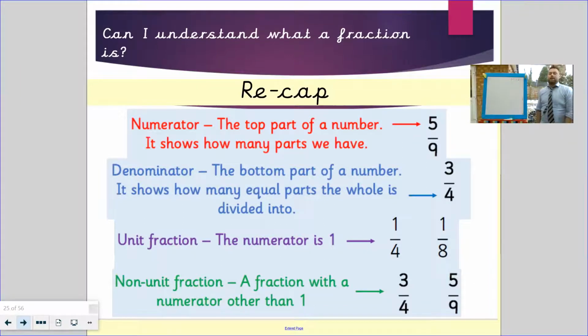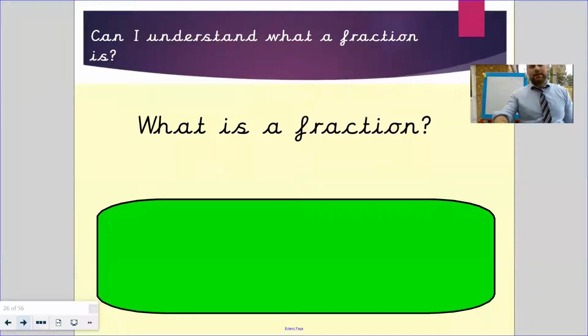Denominator is the bottom part of the number, and that shows us how many equal parts the whole is divided into. If you took a whole number, let's say 10, and you divided it into twos, okay, you would have 5 parts, wouldn't you? So that's how many parts you divide it into. A unit fraction is when the numerator is 1, and a non-unit fraction is when the numerator is greater than 1. Okay, so what is a fraction?